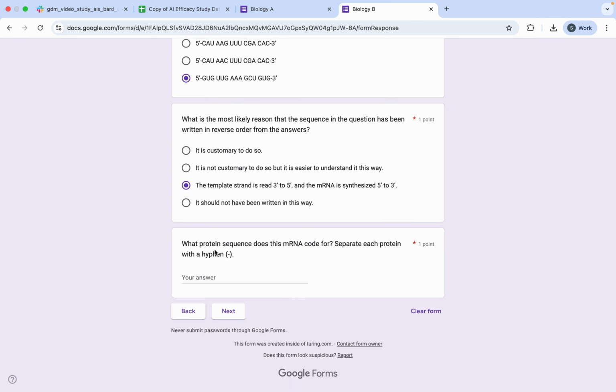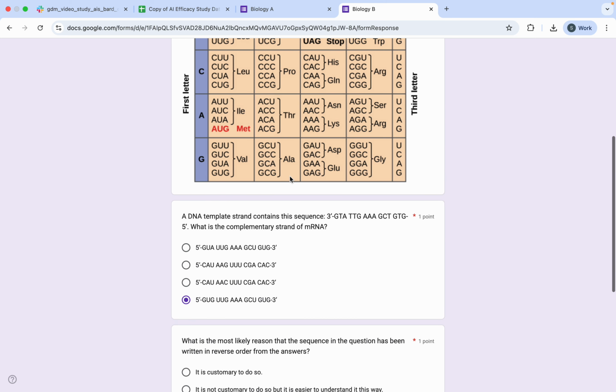Okay. What protein sequence does this mRNA code for? Separate each protein with a hyphen. So what is the protein sequence this mRNA codes for? Hmm.